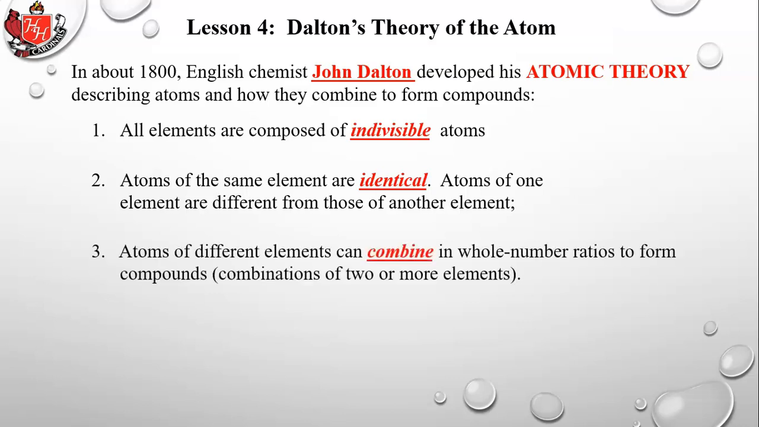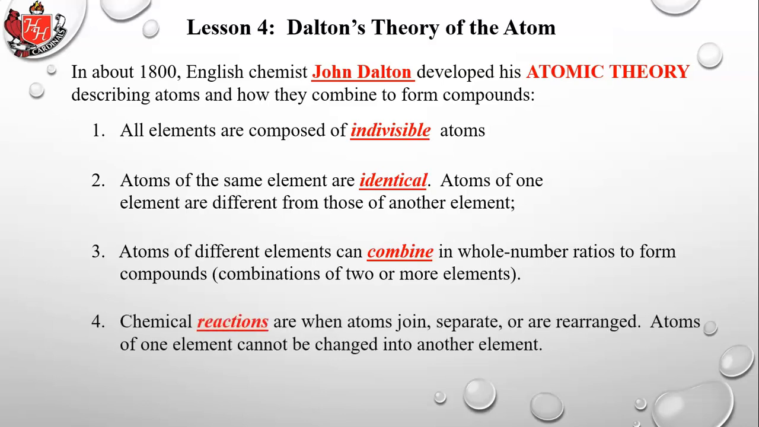3, atoms of different elements can combine in whole number ratios to form compounds. That is, combinations of 2 or more elements. And 4, chemical reactions are when atoms join, separate, or are rearranged. Atoms of one element cannot be changed into another element. Now, Dalton came up with all of this long before they had actually discovered what an atom looked like, what it was made of, how it interacted with other atoms. But he came up with this theory through his observations, roughly in around the year 1800.